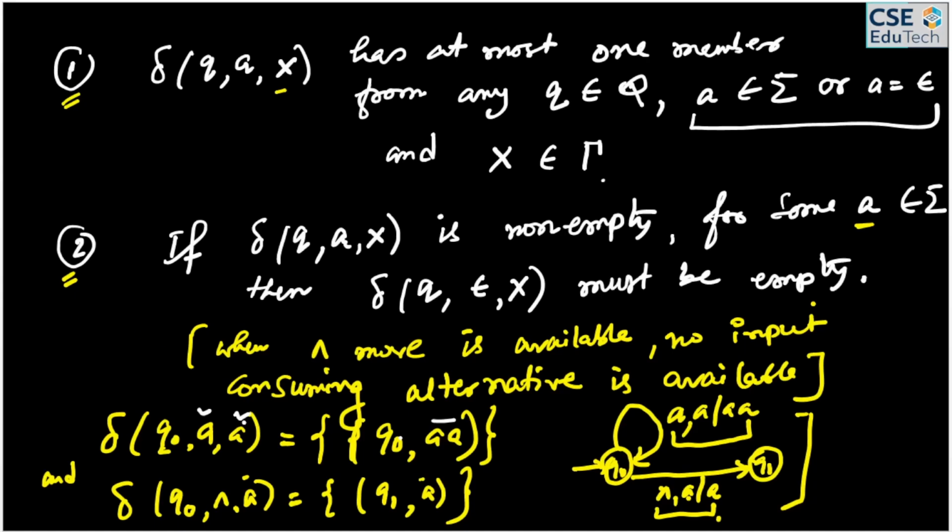For example, consider a language. Suppose the language is 0^n 1^n such that n is greater than or equal to 1.